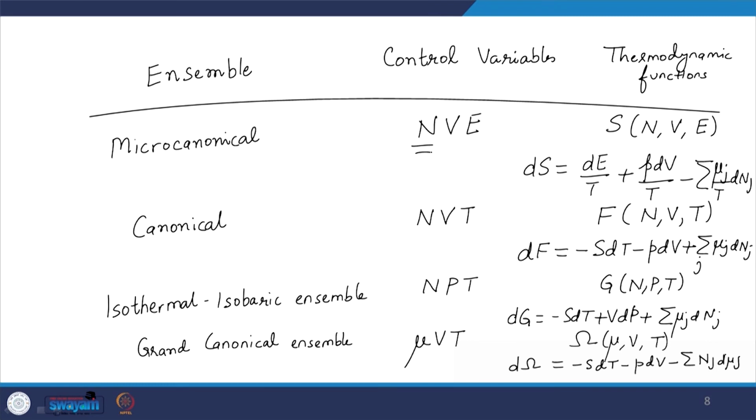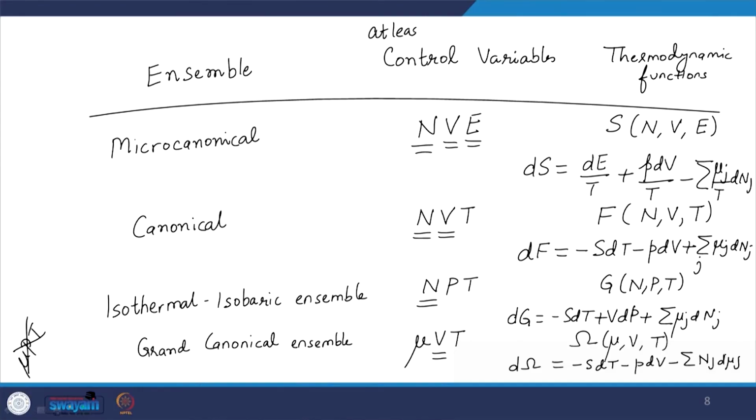One thing to note here is that in all these cases I have kept at least one extensive variable, right. In the first case N, V and E are all extensive. In the canonical case N and V are extensive, in the isothermal-isobaric case N is extensive, and in the grand canonical case V is extensive. There is nothing called a mu-P-T ensemble, because then all the variables become intensive, and we have earlier said using the Gibbs-Duhem theorem that that does not give a meaningful differential form, it becomes 0. You must have at least one extensive variable, because something about the system should specify the size of the system.